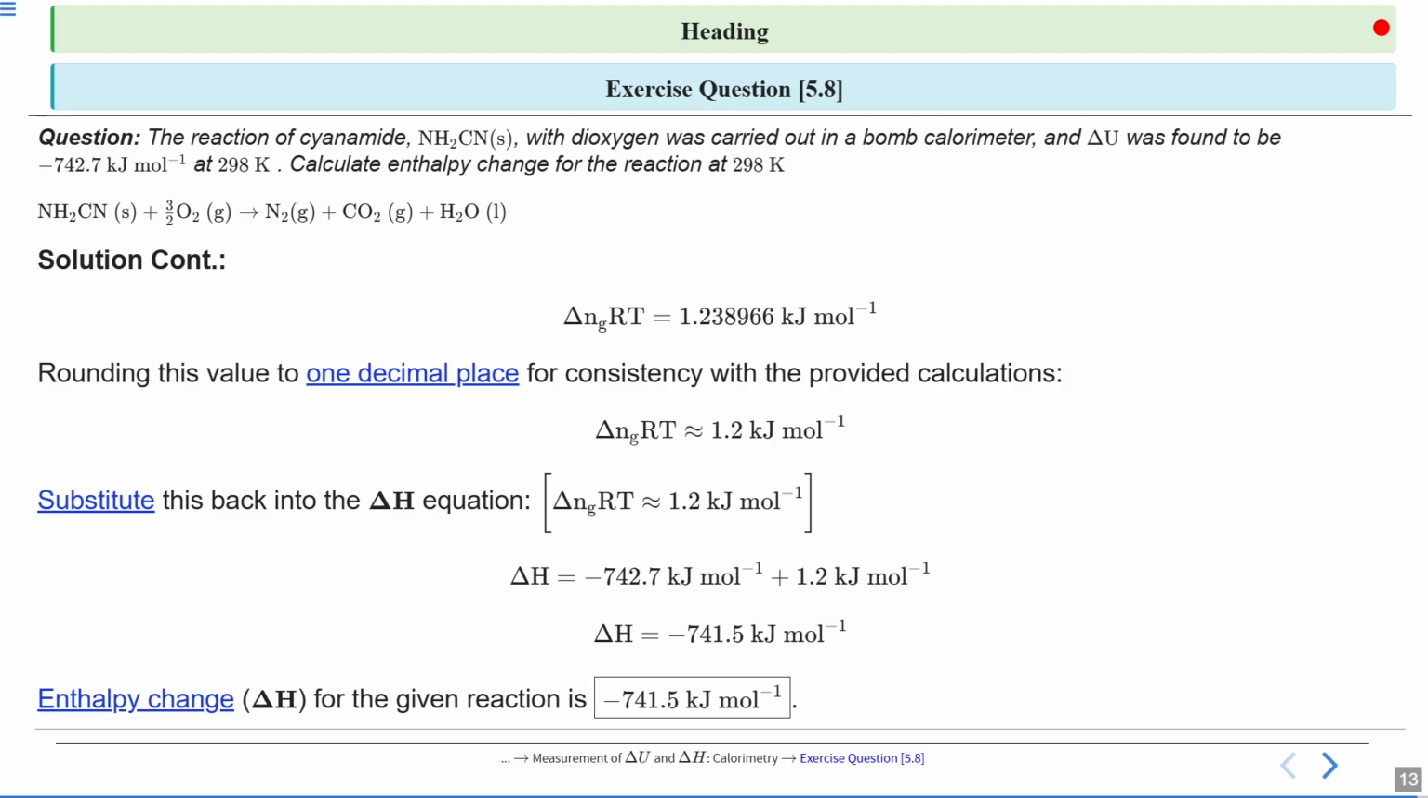Further, we calculated the value of delta NgRT, which is our whole term. This comes out to be 1.238966 kilojoule per mole. We finally round it off to keep it as 1.2. And this is a general tip for you: if you are calculating it, then try to round it off as much as you can. Okay, so this is very important.